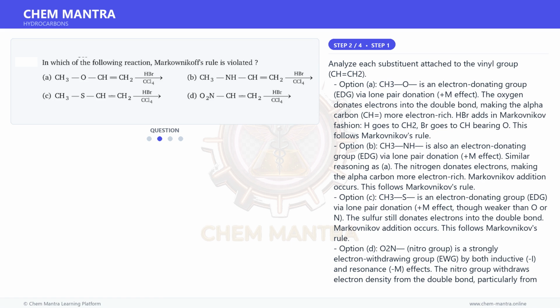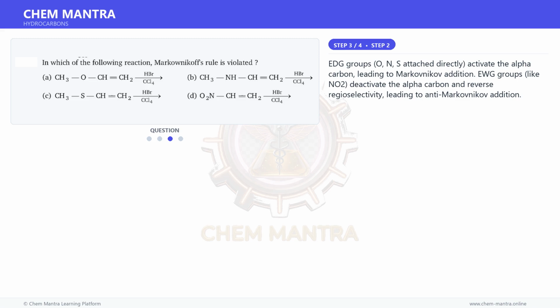When HBr adds, H goes to the carbon bearing the nitro group, the alpha carbon, and Br goes to the terminal CH2, the beta carbon. This is opposite to normal Markovnikov addition, hence Markovnikov's rule is violated. Moving on to the next step.